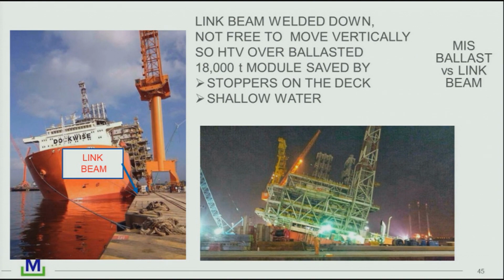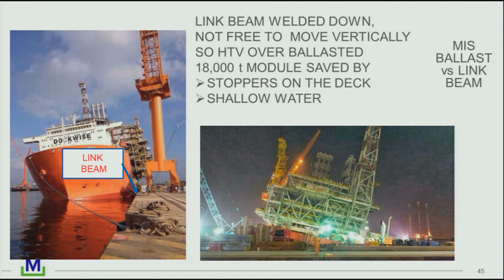An 18,000-ton module. Classic case of the onshore pushers not telling the ballasting people what they're doing. There were link beams between the shore and the ship. They should have been free to move vertically, but somebody in their wisdom the day before the loadout welded them out.